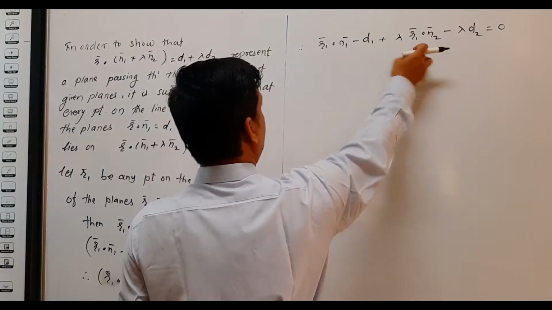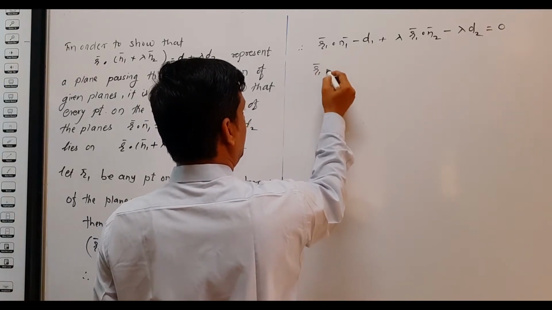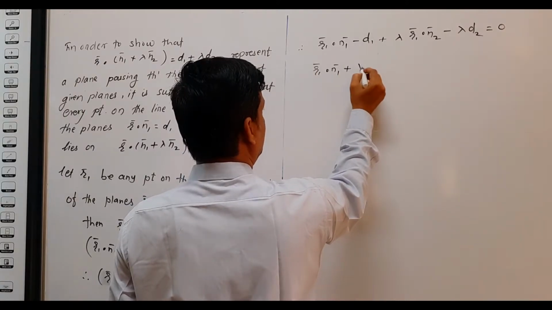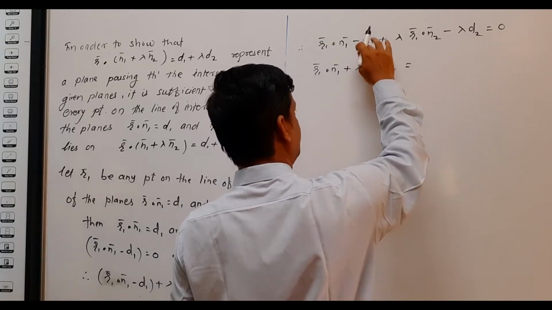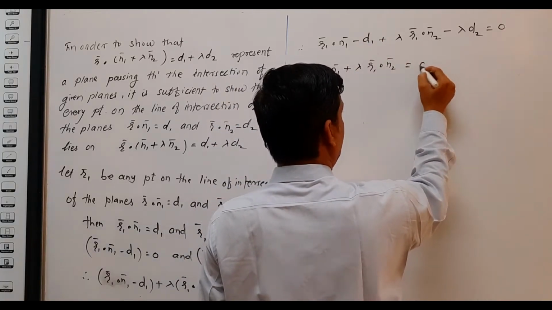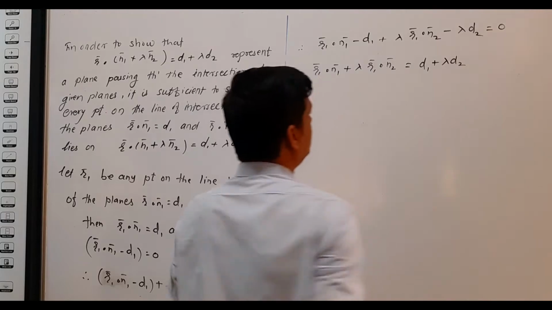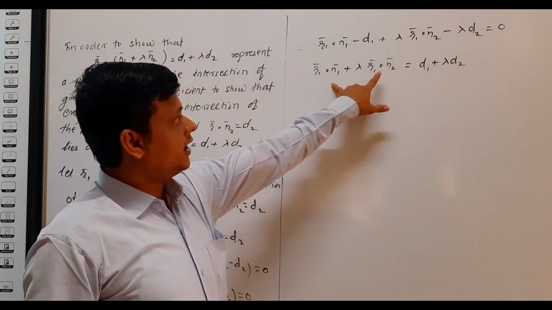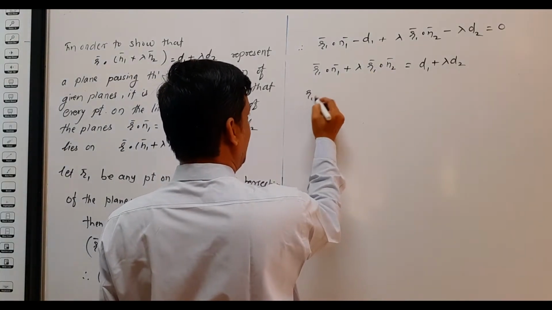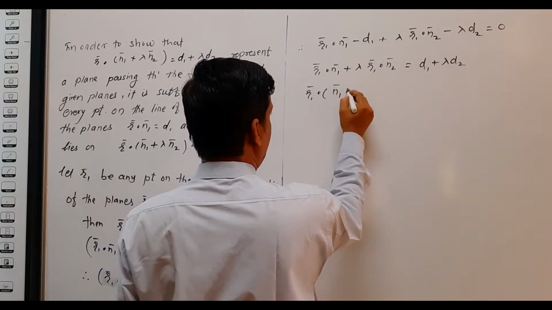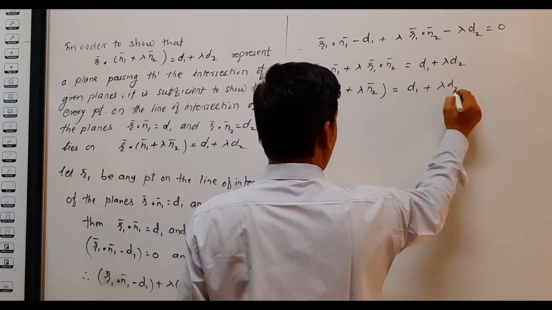Now we collect these two terms. So we write here r1 bar dot n1 bar plus lambda into r1 bar dot n2 bar is equal to, transfer this minus d1 to right hand side, we get plus d1, transfer this minus lambda to right hand side, so we get plus lambda into d2. Now we can take here r1 bar common, or we can write this as r1 bar dot n1 bar plus lambda into n2 bar is equal to d1 plus lambda into d2.